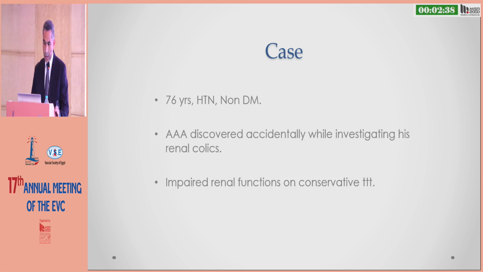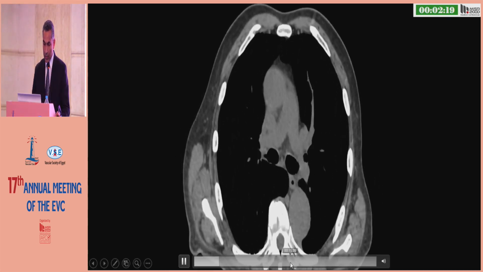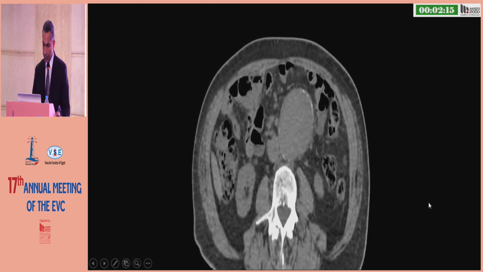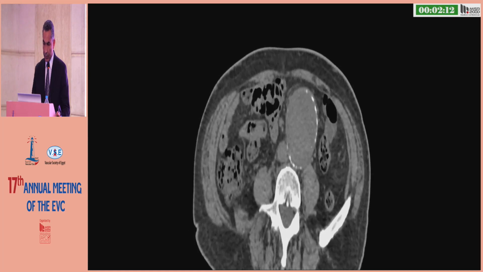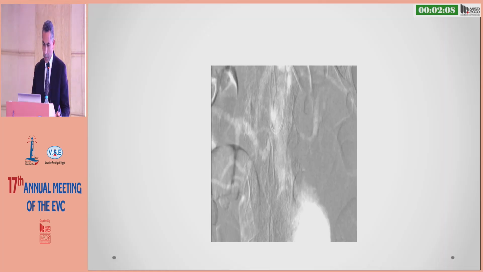And here's our case of a 76-year-old, hypertensive, non-diabetic man. He recently had an AAA accidentally discovered while investigating his renal colics, and he has impaired renal functions on conservative treatment. And here's his non-contrast CT scan, and his reconstructed MRI.